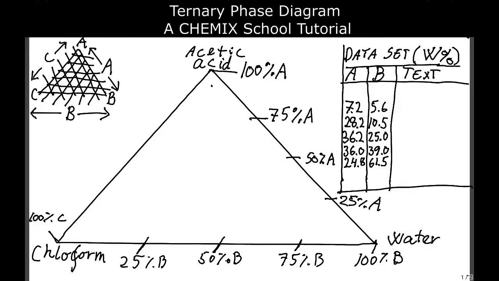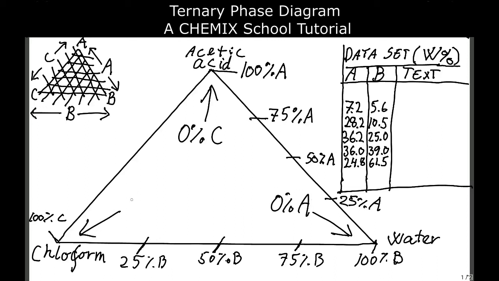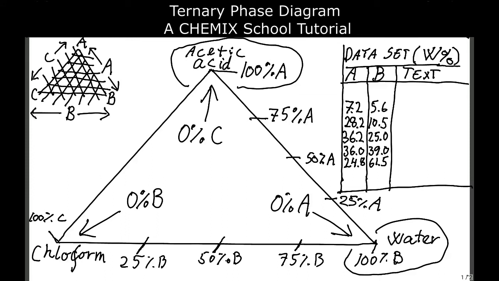The corners of a ternary phase diagram represent both 0% and 100%. In the upper triangular corner, A equals 100%, and C equals 0%. In the right corner, B equals 100% and A equals 0%. In the left corner, C equals 100% and B equals 0%. In this example, A is replaced by acetic acid, B is replaced by water, C is replaced by chloroform.